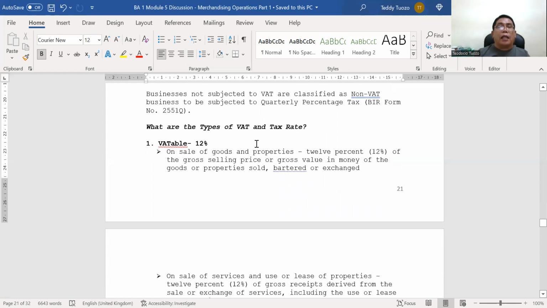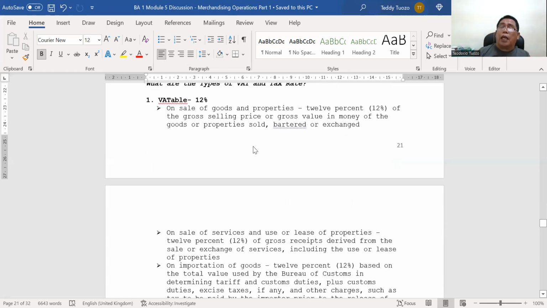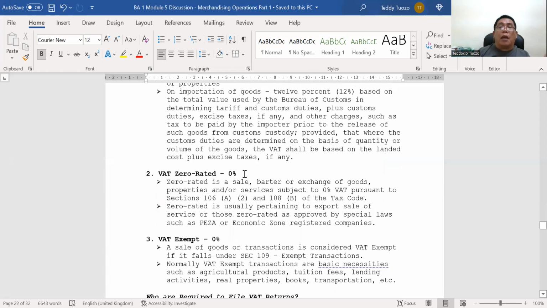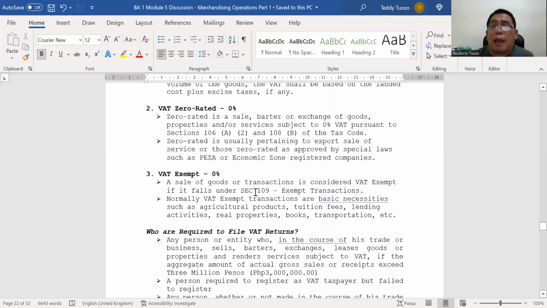What are the types of VAT and tax rates, 12% usually? No, zero rated, no? You read on this one what are the types of businesses or the nature of business that is subjected to zero rated. But of course, the zero rated class is now not subjected to 12%, effective March 2021. VAT exempt, there may be VAT exempt, no?